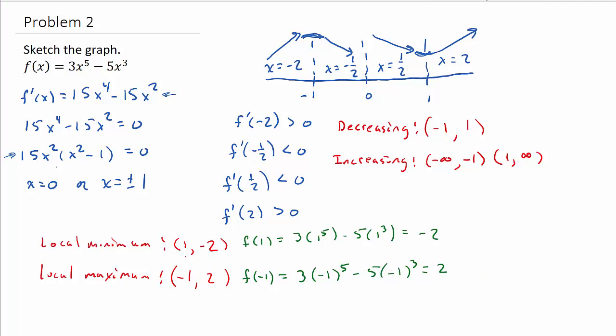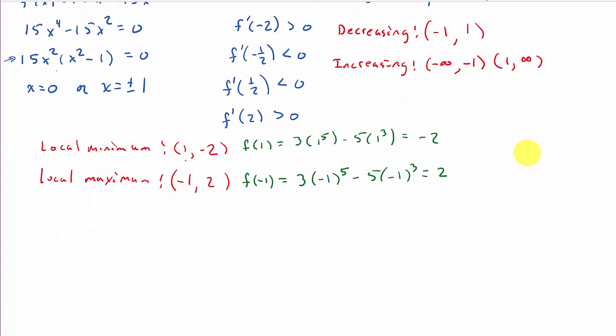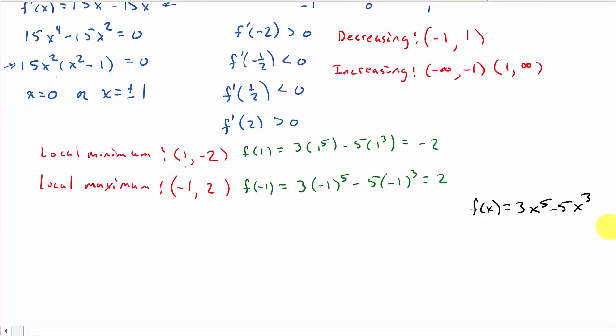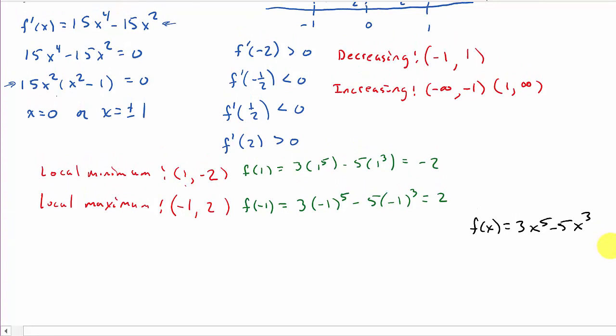All right. So we found increasing, decreasing. We found local max and min. And now we're looking for concavity. Where's it concave up? Where's it concave down? All right, so let me scroll this up some. And what I'm going to do is right here, I'm going to rewrite the original problem just so we can see it. Okay. And I'm going to leave it about right there for now.